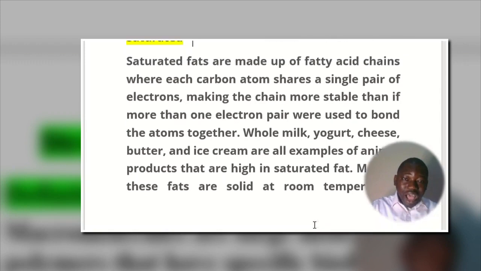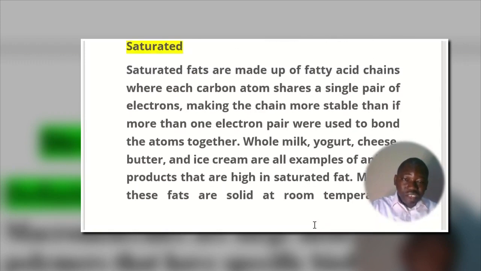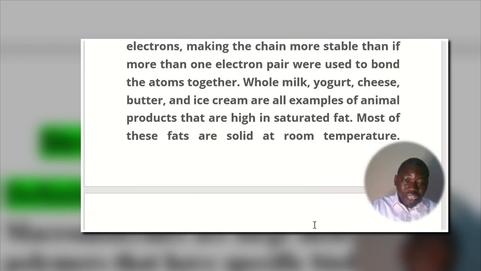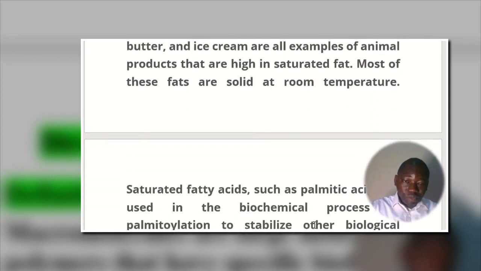Saturated fats are made up of fatty acid chains where each carbon atom shares a single pair of electrons, making the chain more stable than if more than 1 electron pair were used to bond the atoms together. Whole milk, yogurt, cheese, butter, and ice cream are all examples of animal products that are high in saturated fat. Most of these fats are solid at room temperature.